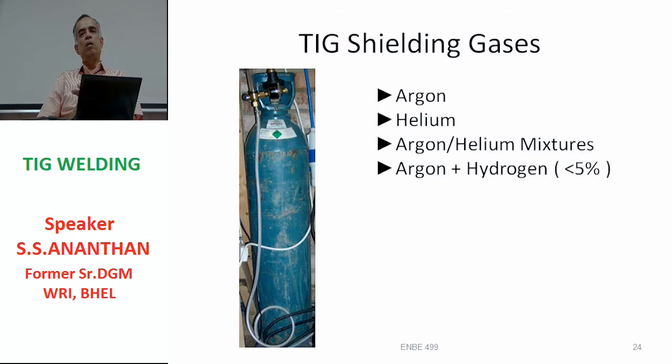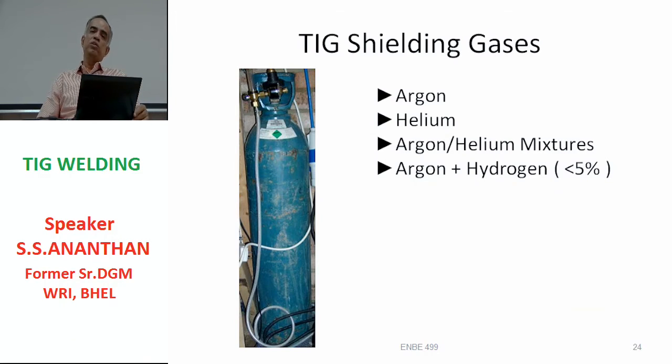The next important part of the system is the shielding gas system. The shielding gas system is basically to provide shielding from atmospheric oxidation, and here in TIG welding we use inert gas shielding. The inert gases are available from nature, and they are helium, argon, krypton, neon, xenon, radon. Now, out of these, in welding we use only helium and argon.